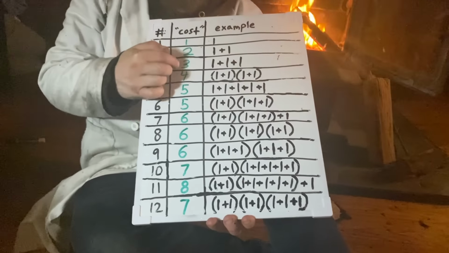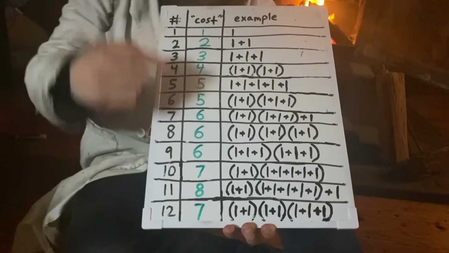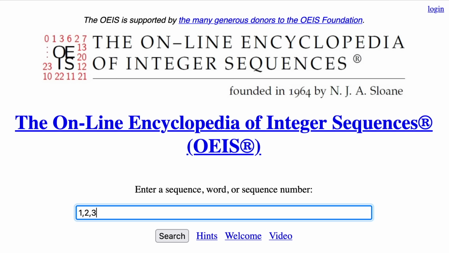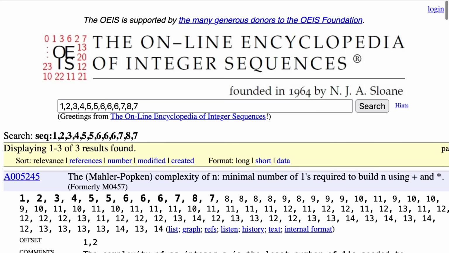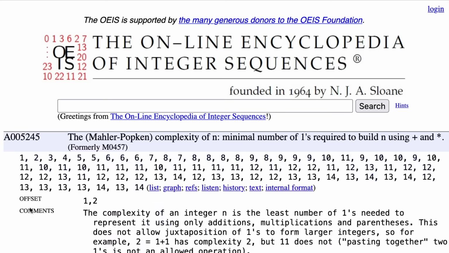On this website, which catalogs all sorts of different number sequences, as well as people's notes about those sequences, I searched a particular sequence, a string of numbers separated by commas, and what I searched was the costs I had gotten for the natural numbers so far. 1, 2, 3, 4, 5, 5, 6, 6, 6, 7, 8, 7, etc. And this led me to find that there was an entry for this sequence.